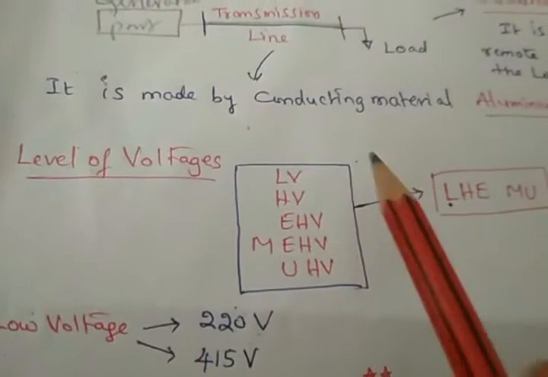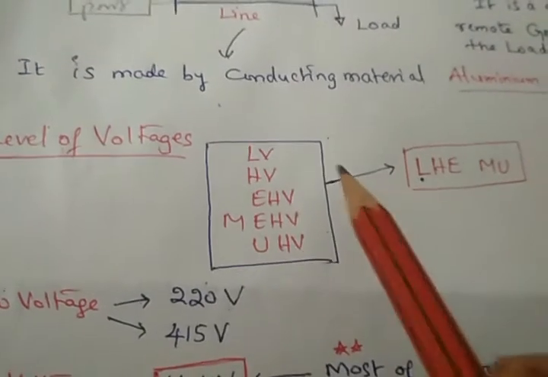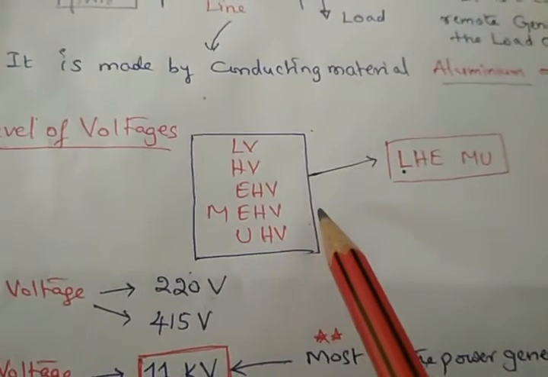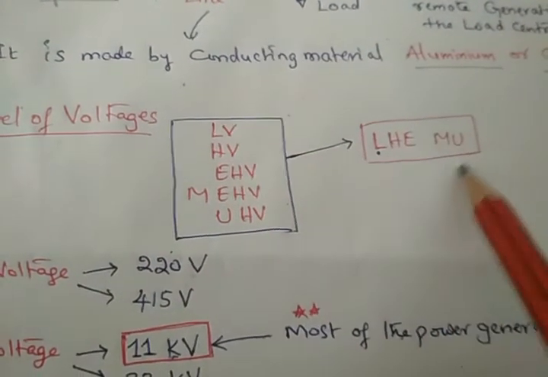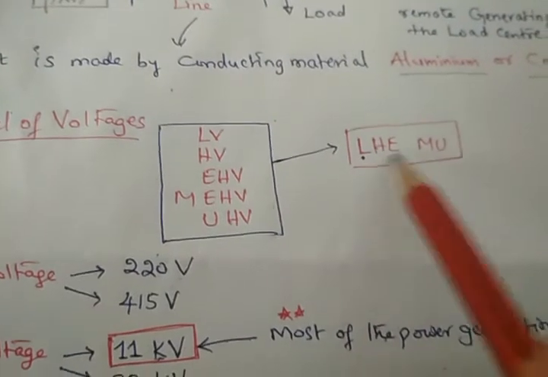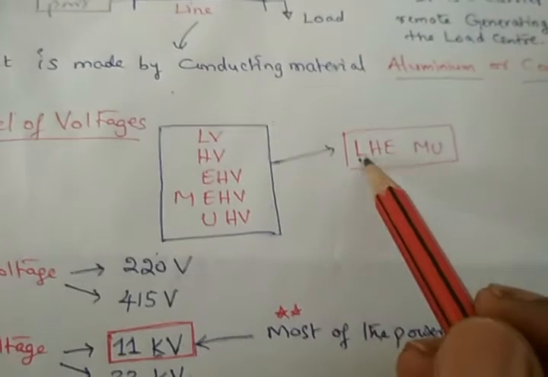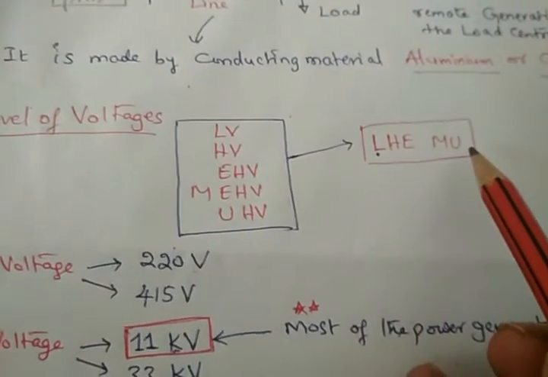Now let us see the level of voltages. Now refer to this diagram or just the representation here. Now and again we go for this. So I had written only the starting letters. Okay, L, H, E, M, U. Okay, just simply remember L, H, E, M, U. So total 5 different voltage levels are there.